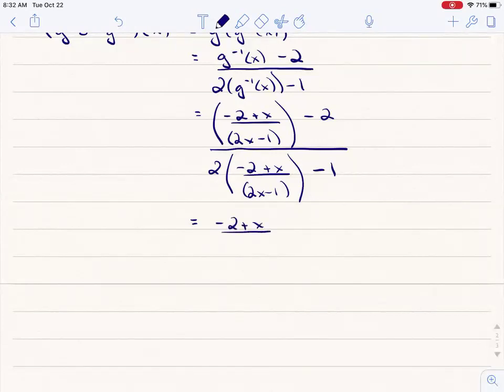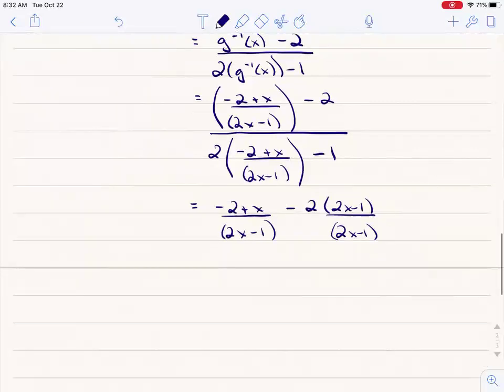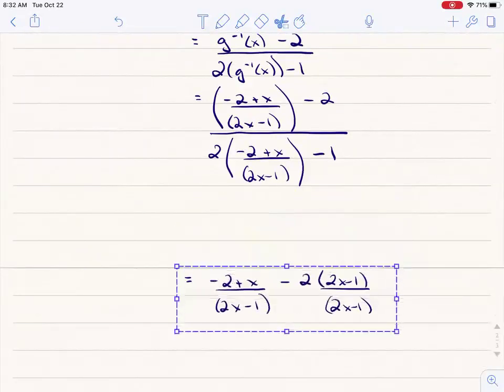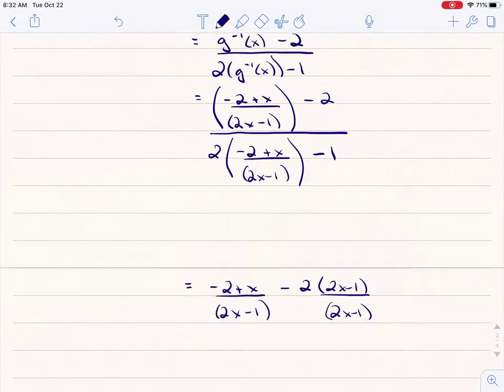And so what we end up with here is negative 2 plus x over 2x minus 1, minus 2 times 2x minus 1 over 2x minus 1. Make sure that you keep them inside the brackets, because you don't want to lose those brackets and forget to expand something. That's the numerator. And I'm dealing with a page break here, so I'm going to shift this down a little bit. We need more room.